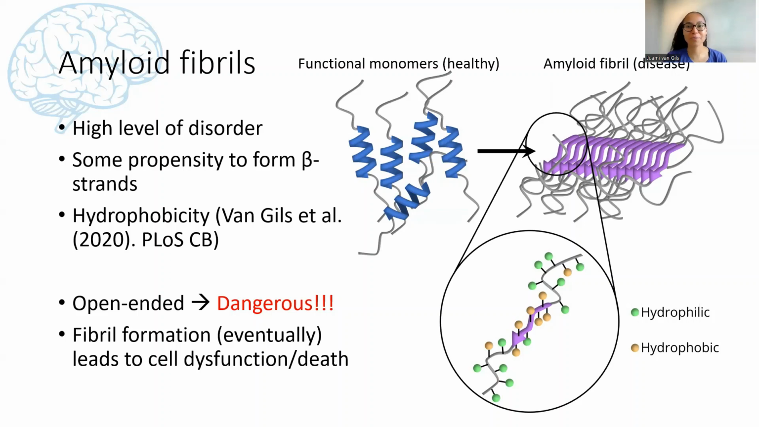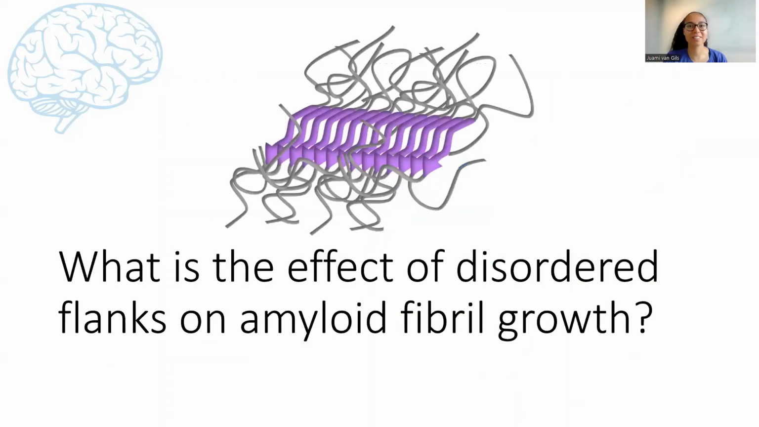So in previous work, we have looked at the aggregating part of these amyloid fibrils, highlighted in purple, and we found that hydrophobicity is very important to drive the aggregation of these fibrils. So the next question we had is, okay, so then what is the role of these disordered flanks? Which leads us to our research question, which is what is the effect of disordered flanks on amyloid fibril growth?